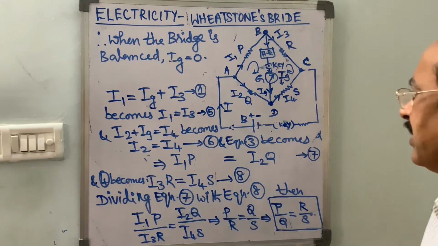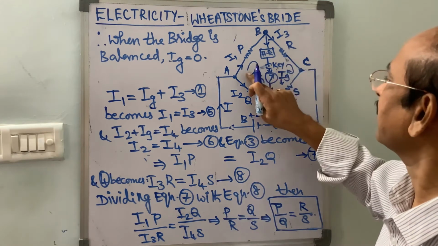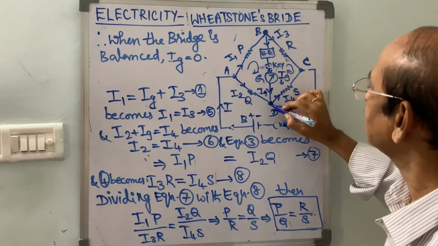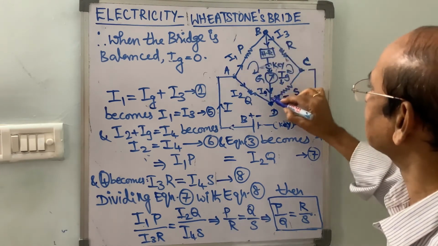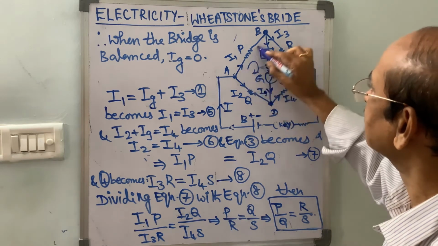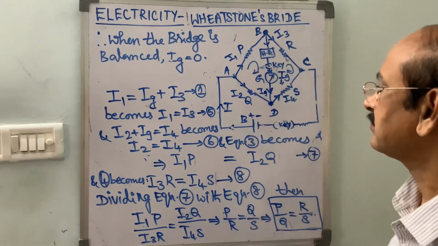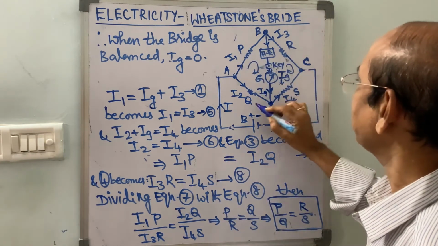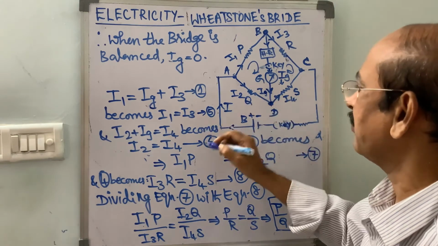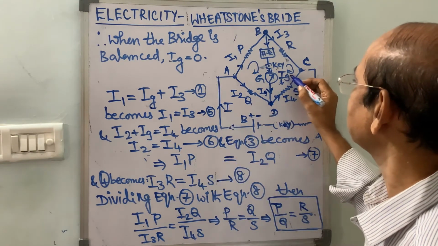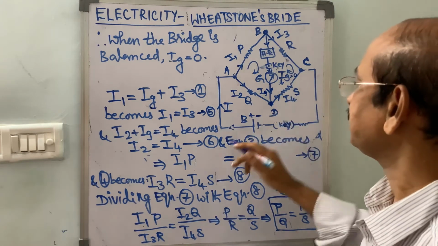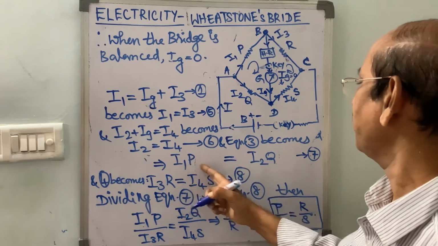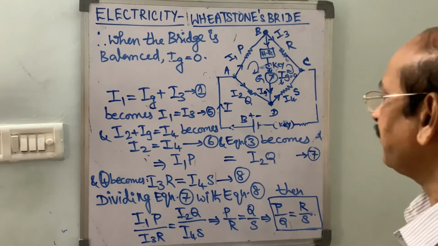And equation 3 becomes, that is, when Kirchhoff's voltage law is applied to this closed loop ABDA, this triangle, the first half triangle, the equation is I1P plus IGG minus I2Q is equal to 0. When the bridge is balanced, IG is equal to 0. Therefore, the third equation becomes I1P equal to I2Q.